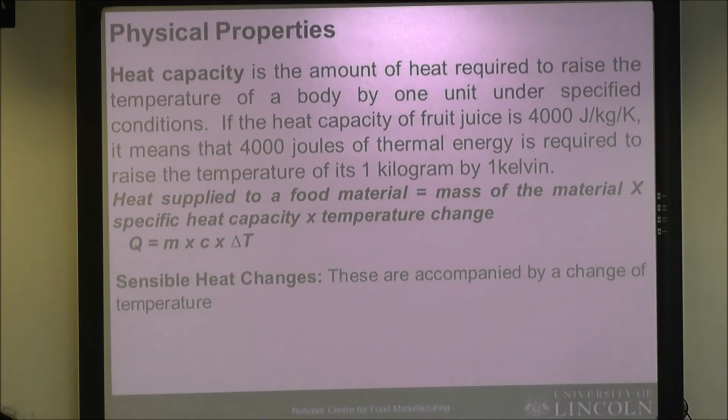Sensible heat changes are this. If you are heating your water, you are boiling water, the temperature will begin to rise: 0, 1, 2, 3, 4, 5, 6, 7, 8, 9, 10. When you get to 100, you are heating the stuff, and it stays at 100 for a long period of time. Why is it doing that? I will tell you what it's doing. At that point, water is changing phase from water to steam.